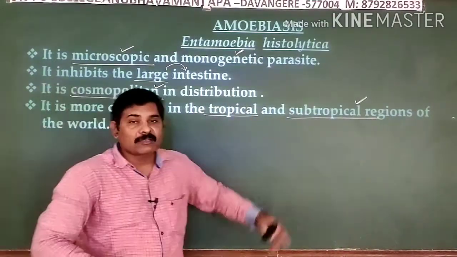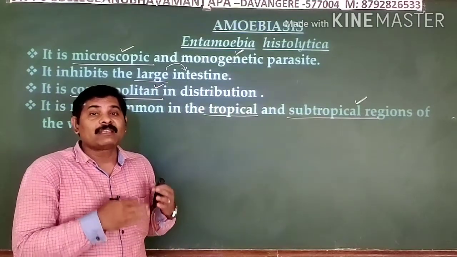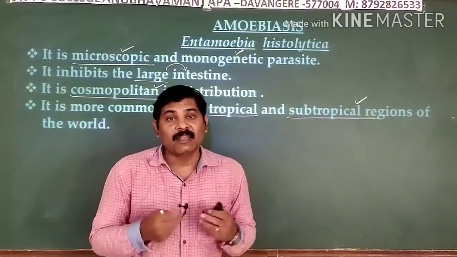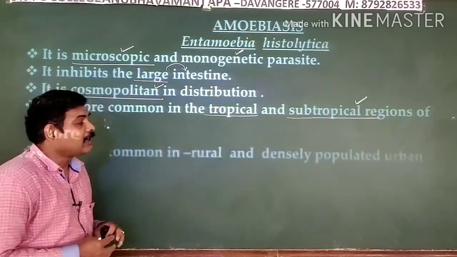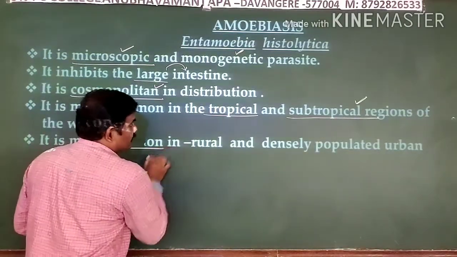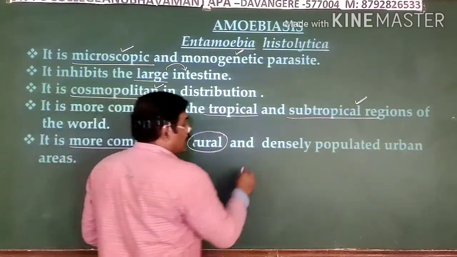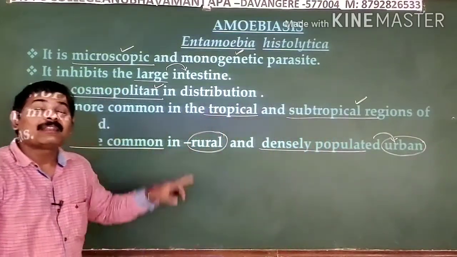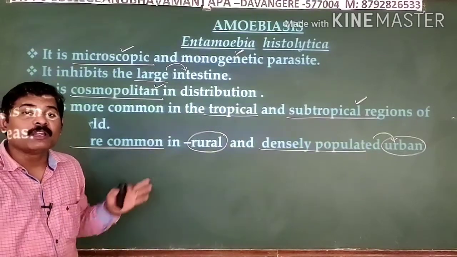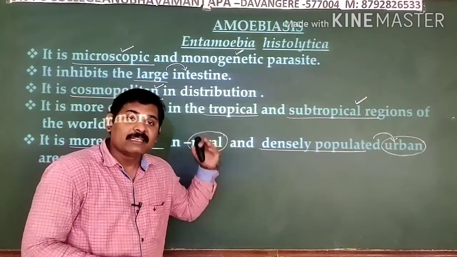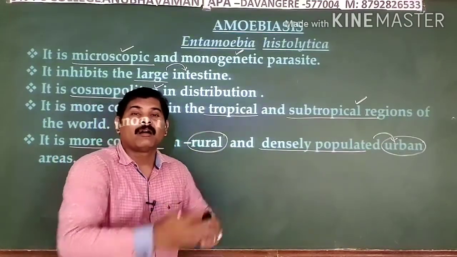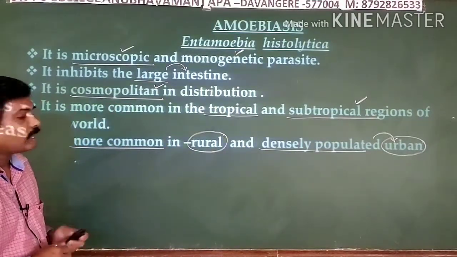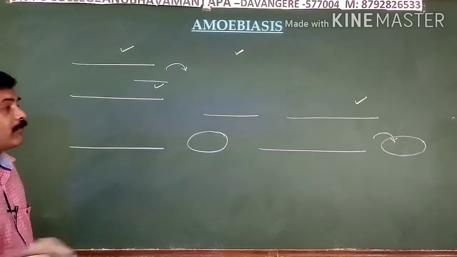Even if you take tropical and subtropical areas, the severity is high in urban areas where the population density is high, and in rural areas also this condition is generally high. It is more common in rural areas and densely populated urban areas. This disease is very common there because the hygienic conditions are very poor in these two kinds of areas, so it is easy for the parasite to spread to more people in the communities. This is the general information regarding this parasite.